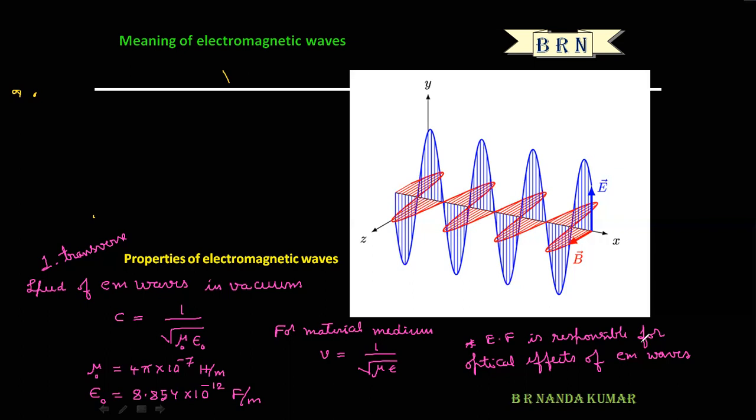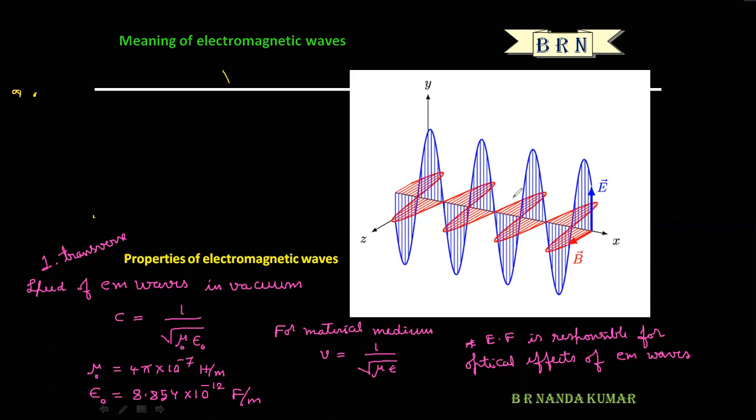So what is the meaning of electromagnetic waves? Electromagnetic waves consist of time varying electric field and magnetic field which are mutually perpendicular to each other and perpendicular to the direction of wave propagation. Okay, so the mathematical expression for electric field, that is very important.